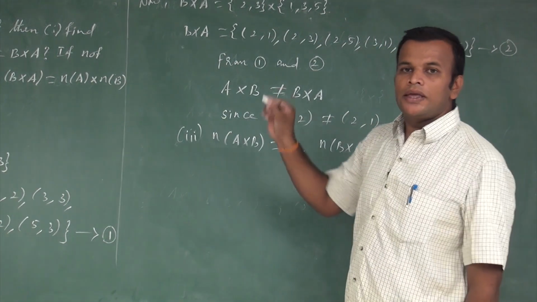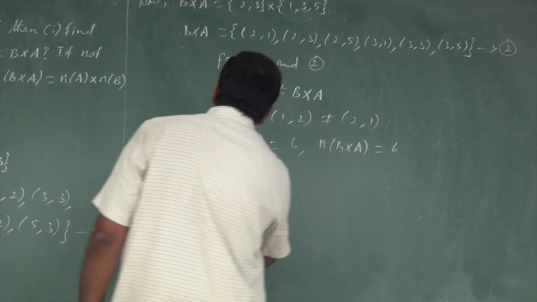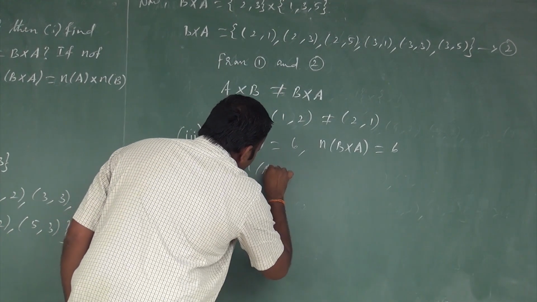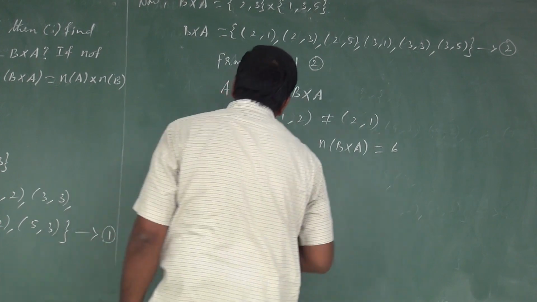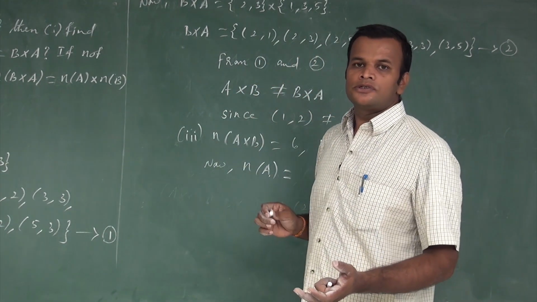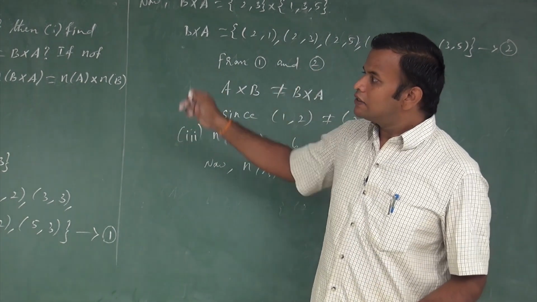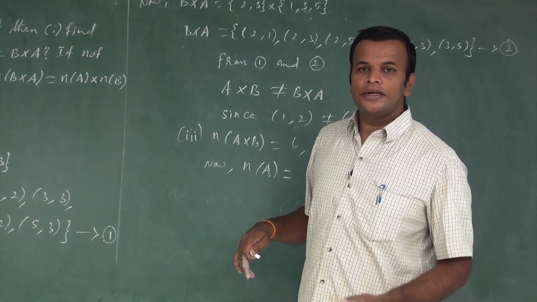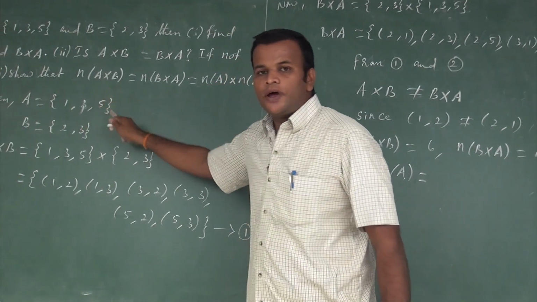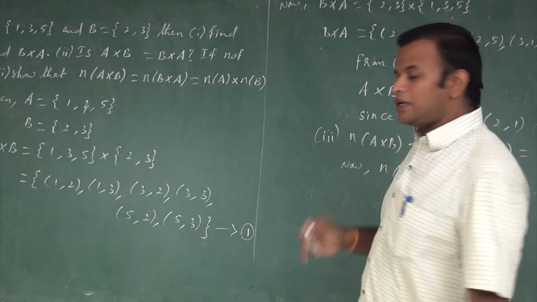Next one, n of A into n of B. Now we write n of A. n of A means the number of elements in A. So how many elements are in A? A contains 3 elements only. The elements are 1, 3, 5. So the value of n of A is 3.